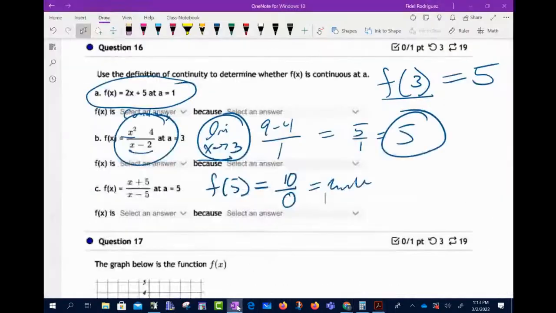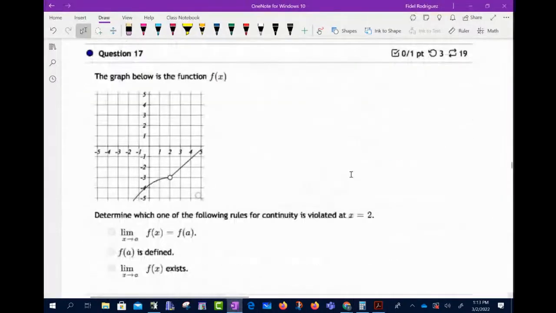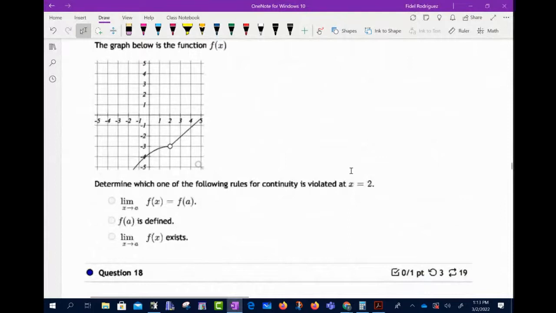All right. Let me come back here. Okay. What do you think? Are you good? Are you not good? Which one of the following rules for continuity is violated at x equals 2? Number one, does the limit exist? The limit does exist. Okay, is f of a defined? No.